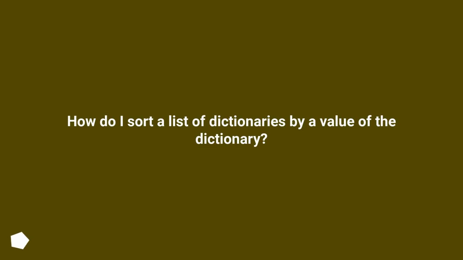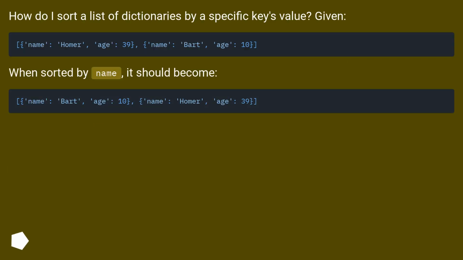How do I sort a list of dictionaries by a value of the dictionary? How do I sort a list of dictionaries by a specific key's value? Given this list, when sorted by name, it should become the following.